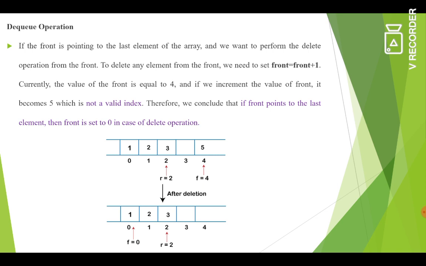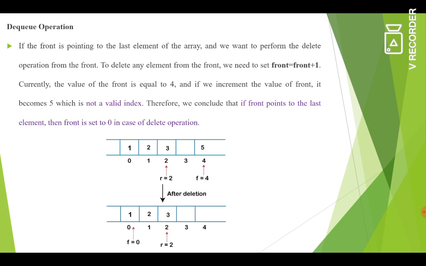The next thing is DQ operation. DQ is used to delete an element from the queue. For deletion, normally deletion takes place at front end side, but because it is a double-ended queue, it should support deletion from rear end also. So first we are considering the front end deletion.